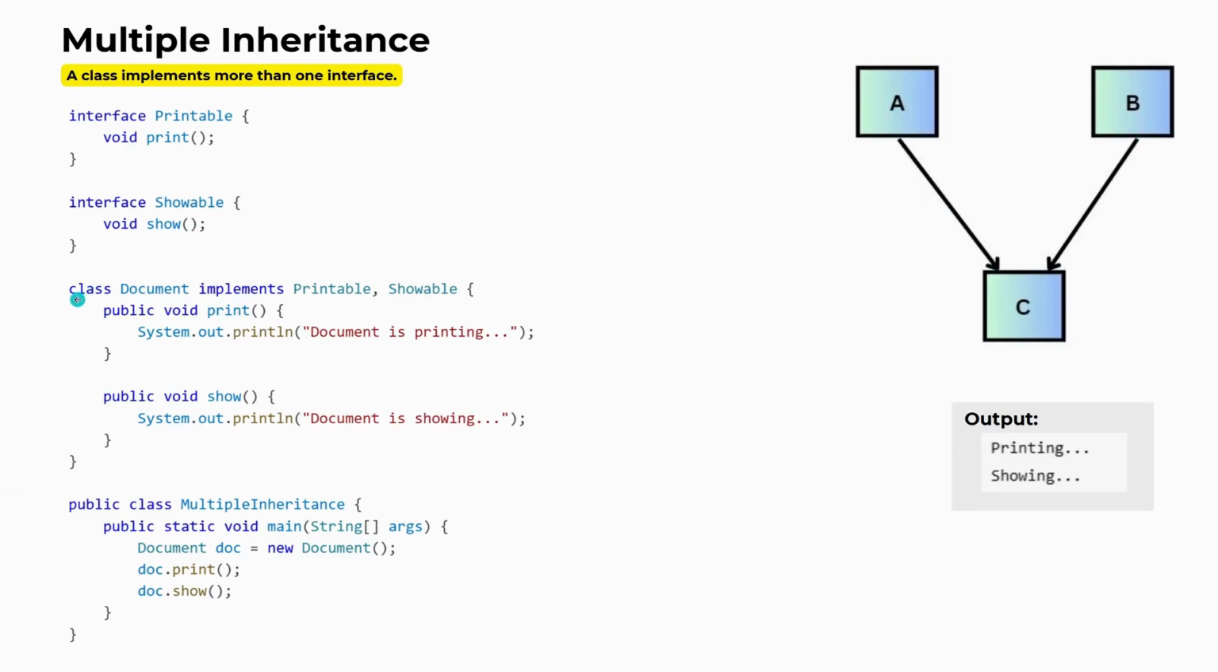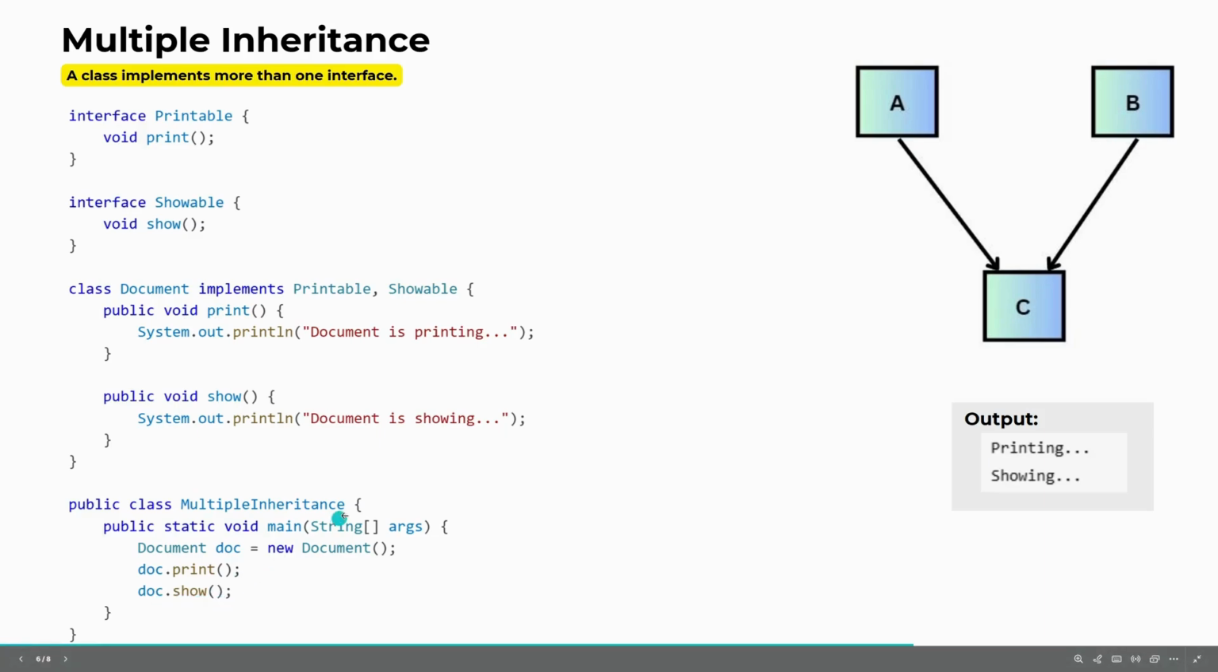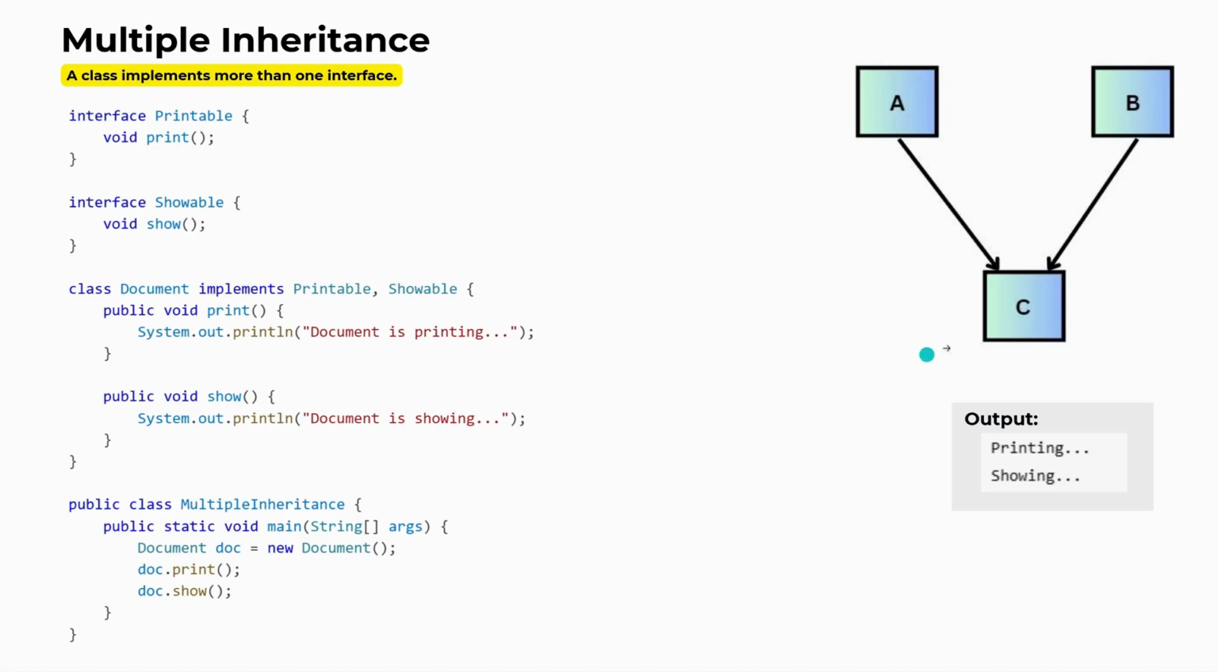So let's create one class document that implements printable and showable. Then we will define the method print. In this, I have written one print statement, document is printing. Similarly, we will do with this show method, public void show, and then a print statement, document is showing. With an object for this document class, I can call these methods print and show. This is how multiple inheritance works in Java.